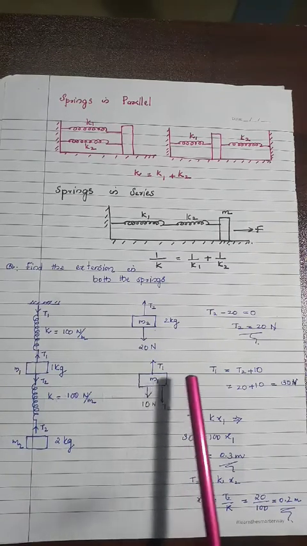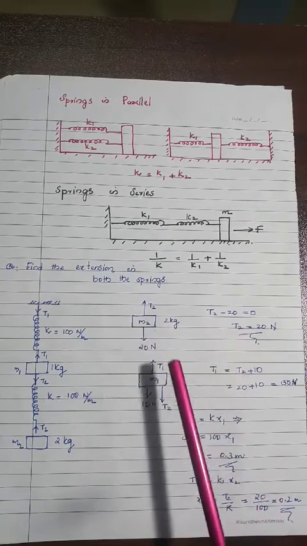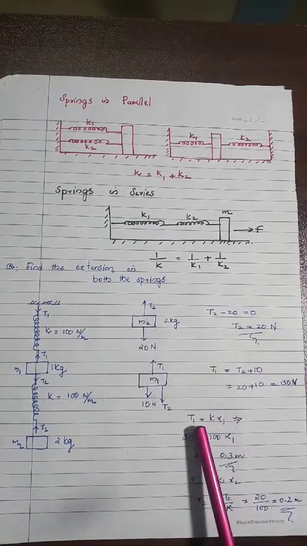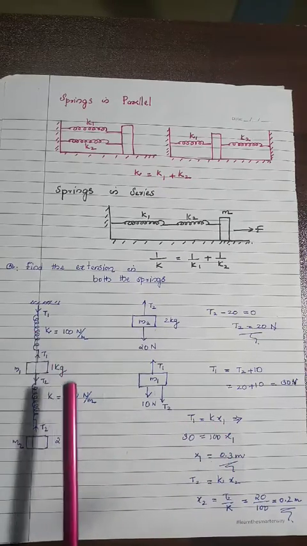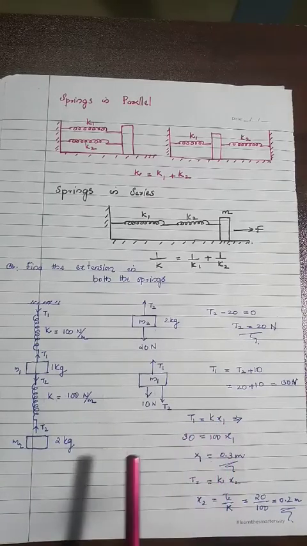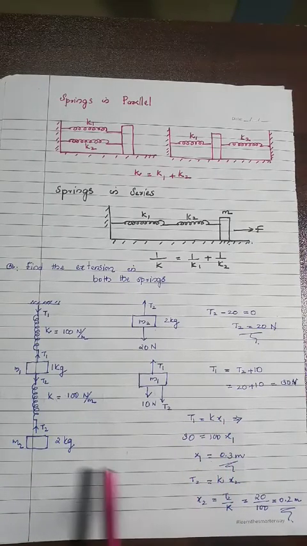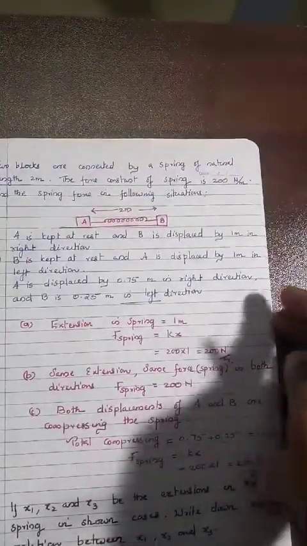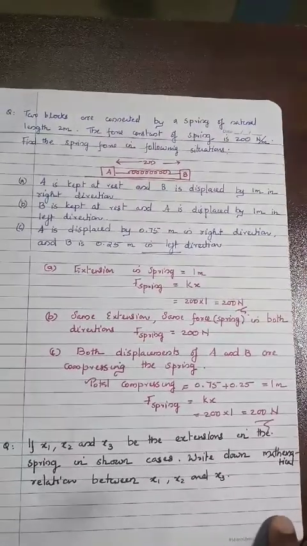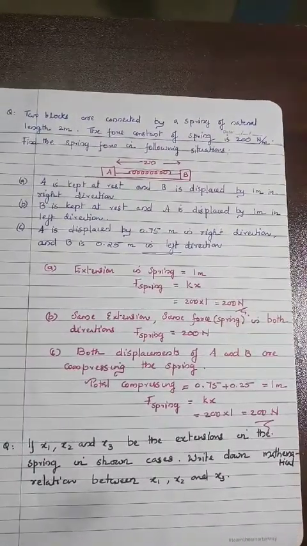So under equilibrium, we can write the relations like that. And we needed to find the extension in the different springs. For the first spring, the tension can be written as K into X1, and similarly for the second one as K into X2. Another good concept: by going through these types of questions, we can solve any problems regarding springs like that.